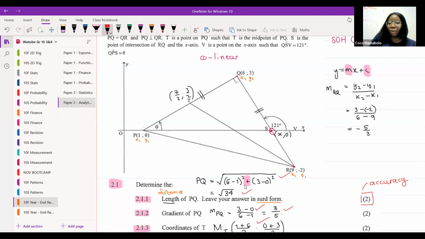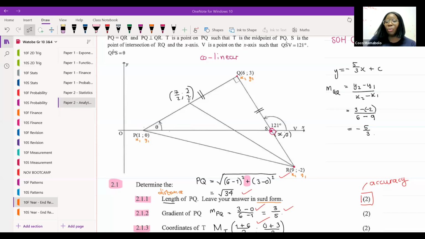So we know that our formula now says y is equal to negative 5/3 x plus c. We still need to find c. How do we find c? C is our y-intercept. Correct. How do we find the y-intercept? I don't know, ma'am.